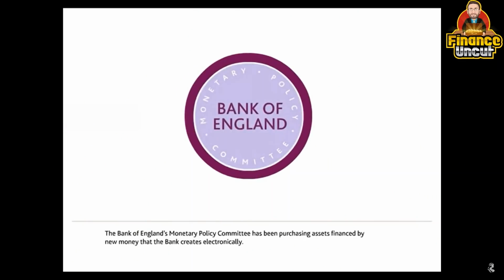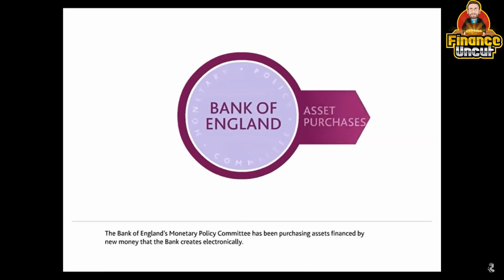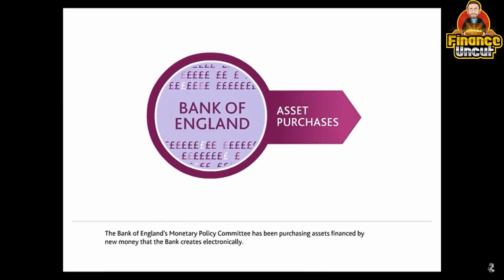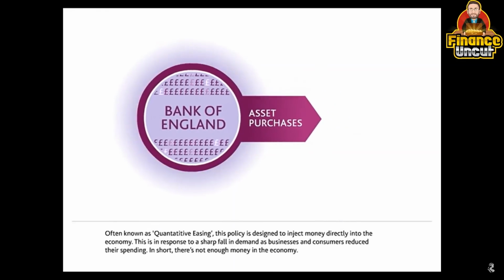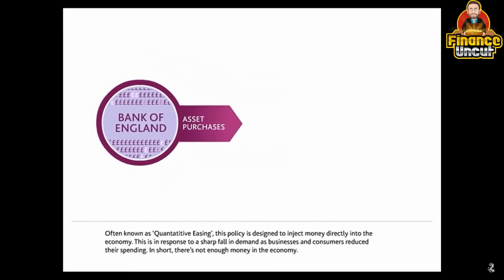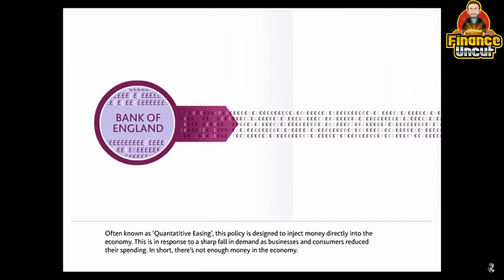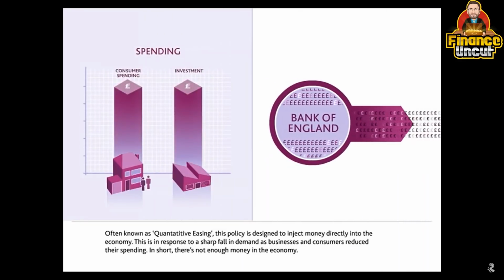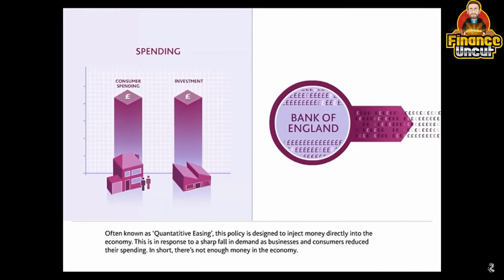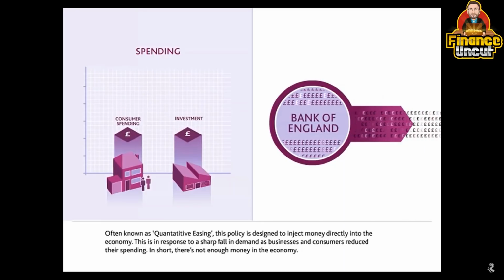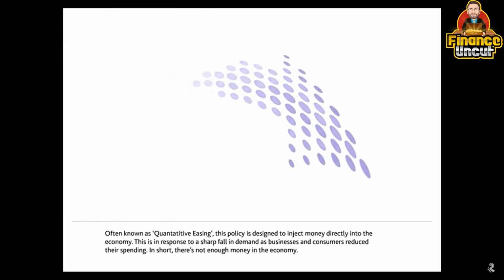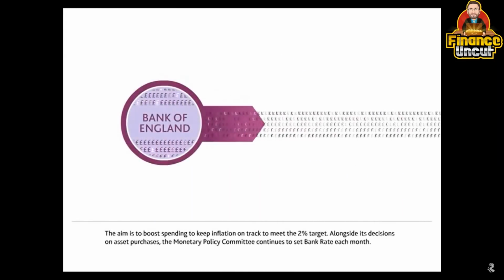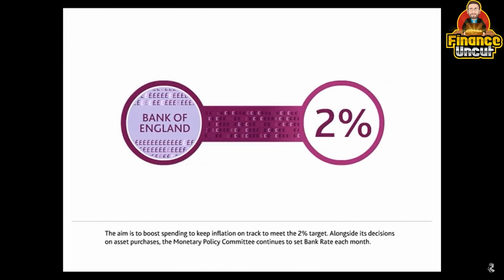The Bank of England's Monetary Policy Committee has been purchasing assets financed by new money that the bank creates electronically. Often known as quantitative easing, this policy is designed to inject money directly into the economy. This is in response to a sharp fall in demand as businesses and consumers reduce their spending. In short, there's not enough money in the economy. The aim is to boost spending to keep inflation on track to meet the 2% target.